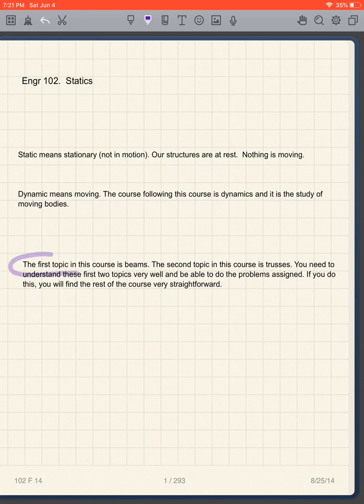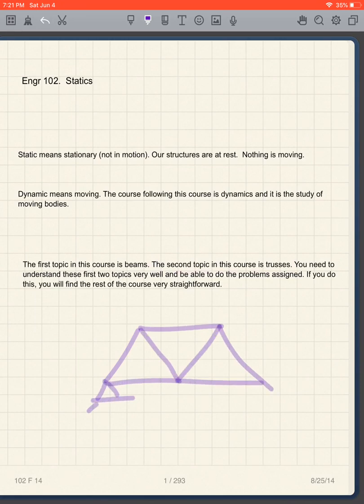And the first topic in this class is beams. The second topic is trusses. So a truss being something that looks like this. This is a truss, sort of looks like a bridge. And that's one example of a truss. Many examples of trusses. But those are the first two topics.